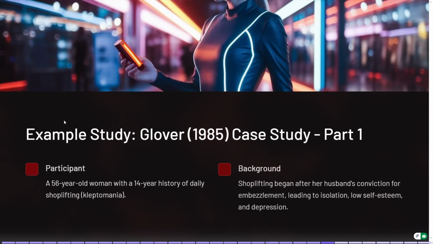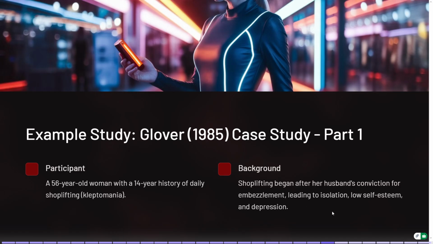Now, the case study by Glover used a particular participant, 51 years old, with a 14-year history of daily shoplifting, which is kleptomania. So the woman has been stealing for 14 years and she's now 56 years old. Shoplifting began after her husband's conviction for embezzlement. It led to isolation for her. She had low self-esteem and depression. So eventually she started stealing, which is kleptomania.